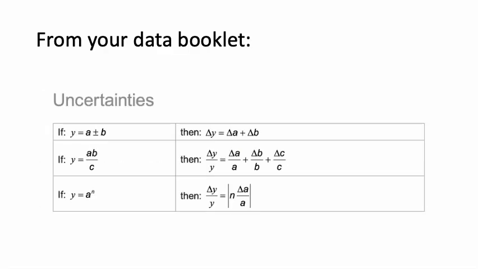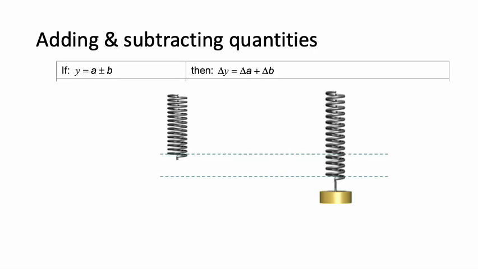In your data booklet, you have these rules for propagating uncertainties. We're going to look at these rules one at a time with an example of each. So starting with the first one. If we add or subtract things, then all we do is add the absolute uncertainties. It's in your data booklet, you don't have to memorize it, you can see this.